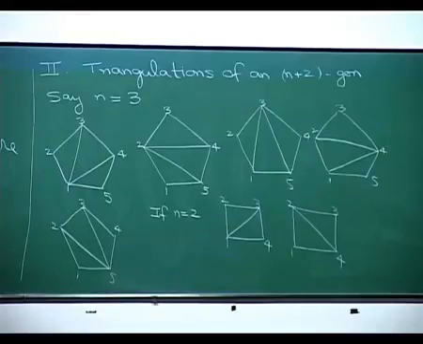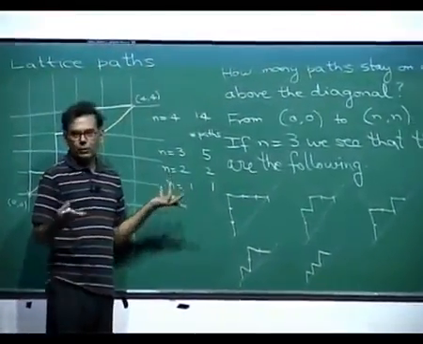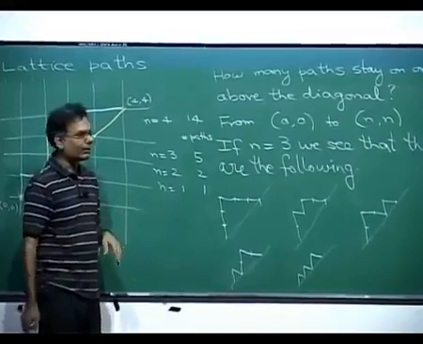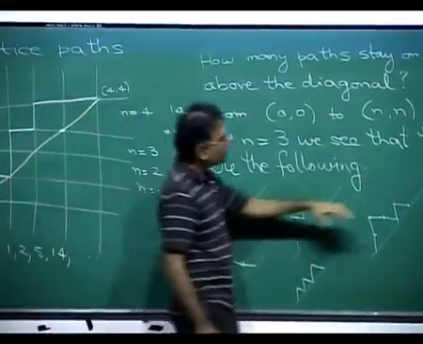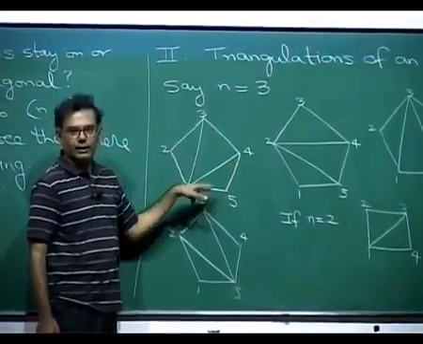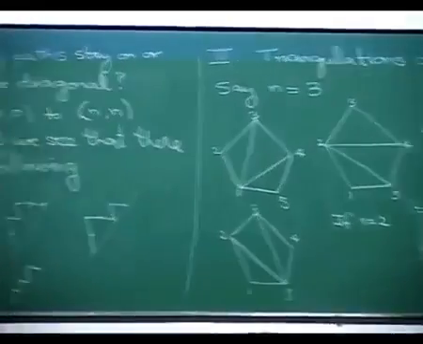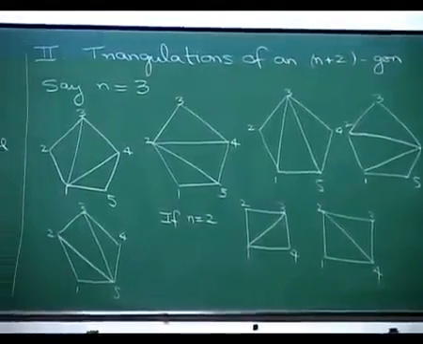So that sequence somehow seems to agree with this sequence 1, 2, 5, 14. Of course, when n is 1, you have a triangle. You don't need to draw any diagonal, there is only one way, it is already a triangle. So you have 1, 2, 5, 14 arising in this context. You also have 1, 2, 5, 14 arising in this context, triangulations of an n plus 2 gon. Okay, so that is 2 problems in which this sequence arises. Let me describe one more.